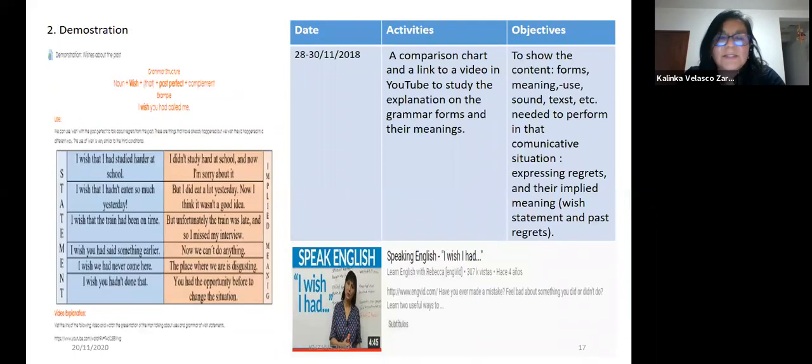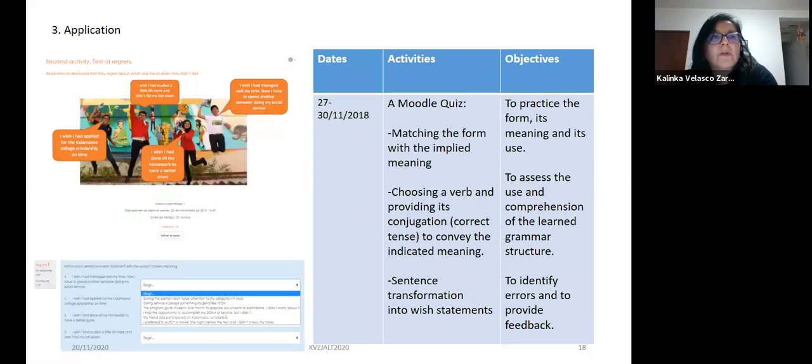In the demonstration phase, the preservice teacher provided in the platform a comparison chart and a link to a video on YouTube where students could study the explanation and the grammar forms and their meanings. For the phase 3 application, the preservice teacher designed a Moodle quiz where the following exercises were included: matching the form with the implied meaning, choosing a verb and providing its conjugation, the correct tense to convey the indicated meaning. And there were also some sentence transformations into wish statements.